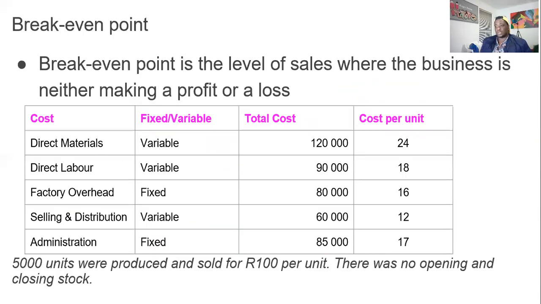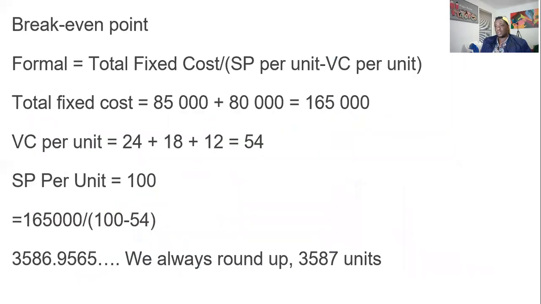And then selling price per unit was given here because we said 5,000 units were produced and sold for 100 rand per unit. So selling price is 100, and then we take this 165,000 total fixed cost and divide by 100 rand, which is the selling price per unit, minus 54, which is the variable cost per unit, and then we get 3,586.9565. And what we do when we calculate the break-even point is that we always round up. So even if it was 3.4, we'd still just round it up to say 3,587 units, and that would give us our break-even point.